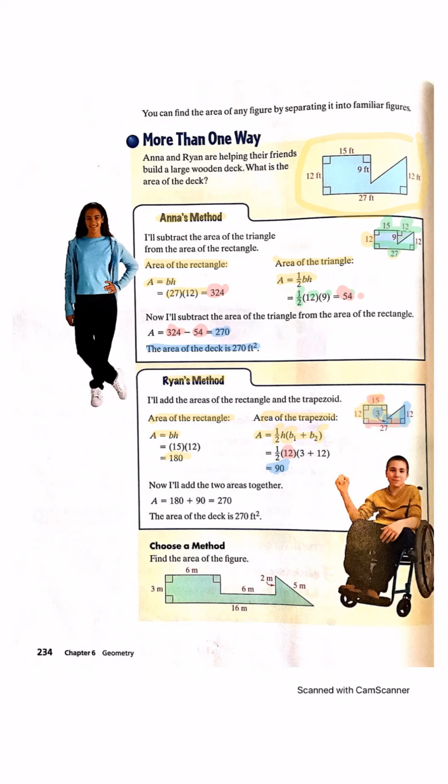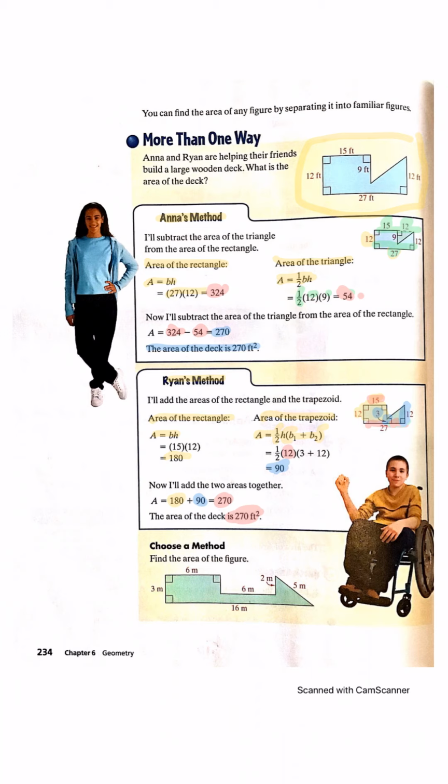So then he's going to add the two areas together, the area of the rectangle, which is 180, and the area of the trapezoid, which is 90. And when he adds them together, he gets 270. The area of the deck is 270 feet squared, which is the same answer. So there's more than one way that you can figure this. Go ahead and see if you can find the area of the figure below, keeping in mind that there is more than one way to solve this.